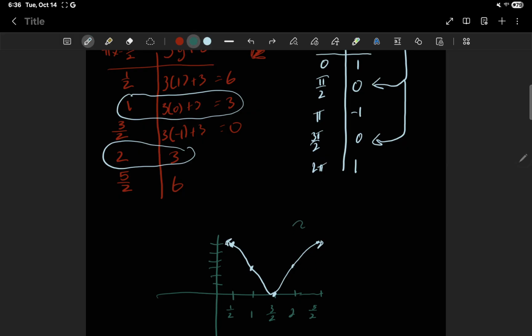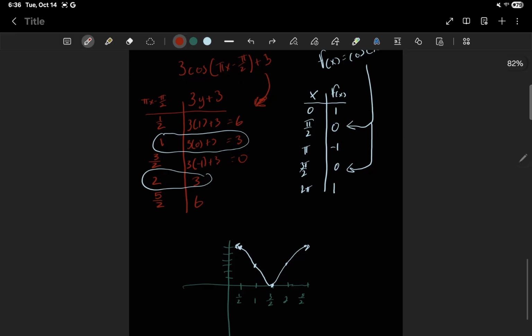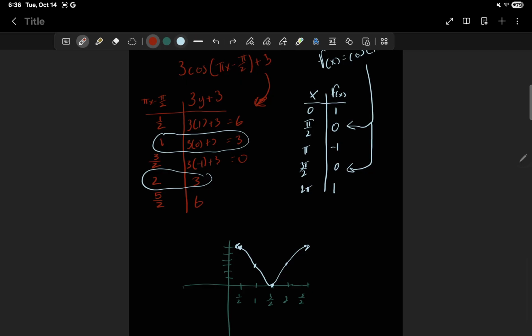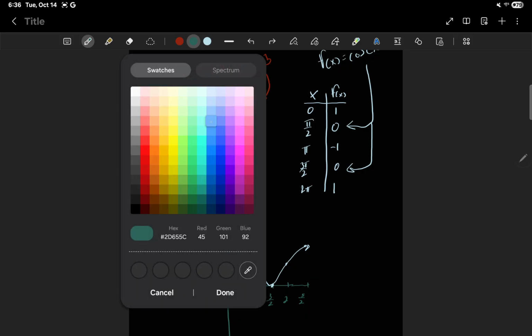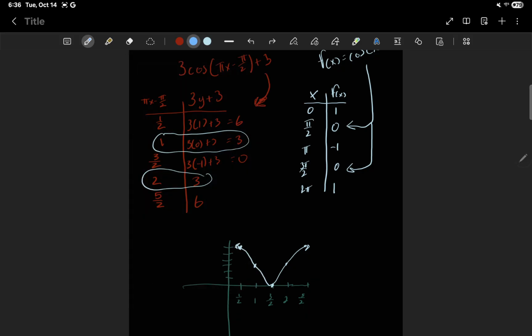So we're going to do it with red. I kind of got the things backward here. Let me use a different color. Let's change the green one. Let's use a blue. So anywhere those points came from, 1, 3, and 2, 3, these are going to be vertical asymptotes. So we're going to draw our vertical asymptotes here.